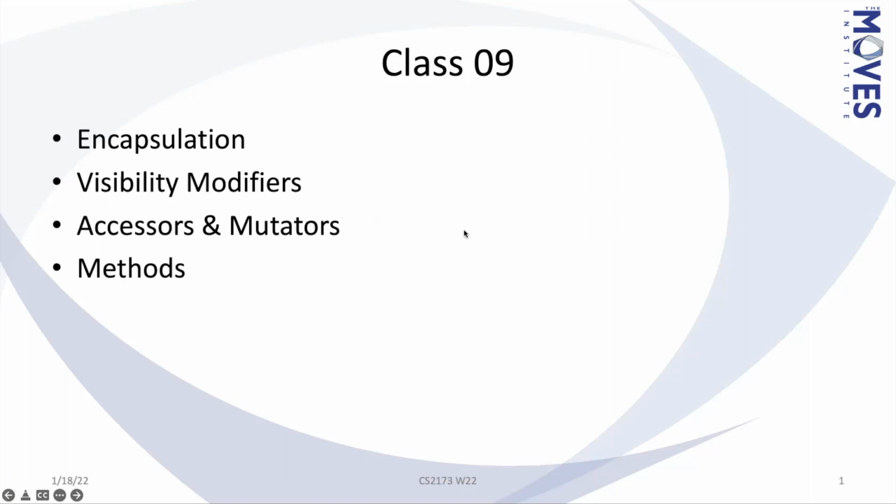And then accessors and mutators, or as I prefer to call them, setters and getters. And then we're going to dive in a little bit into what methods are, and just take a little bit of a peek at something called local variables that we've been using and not really commenting a lot on.